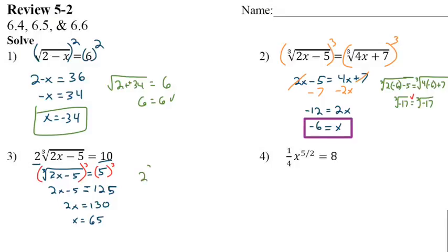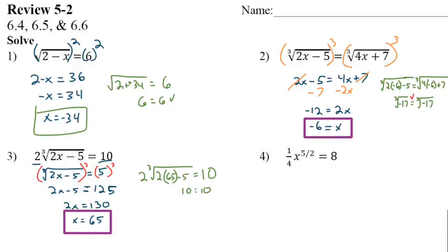So 2 times the cube root of 2 times 65 minus 5 equals 10. Nope. That parentheses goes there. 2 times 65 is 130, minus 5 is 125. Cube root of that is 5, times 2 is 10. So yes, this does work. Therefore, that is your solution.